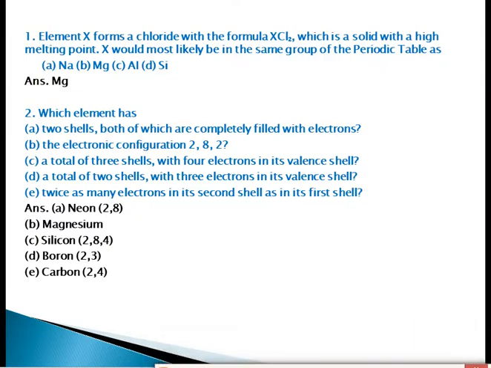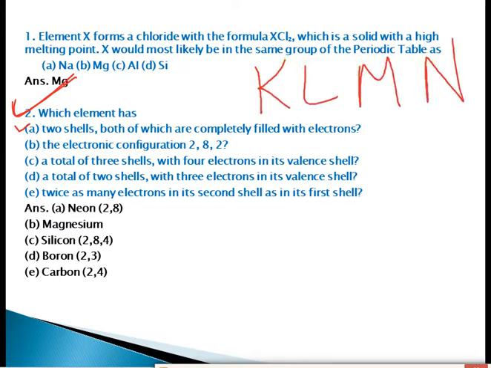Now the next question has five parts, and on the basis of these we will give the answers. In part A, we have to name an element which has 2 shells. We have shells like K, L, M, N and so on, which are present in the elements. This element has 2 shells, both completely filled with electrons.